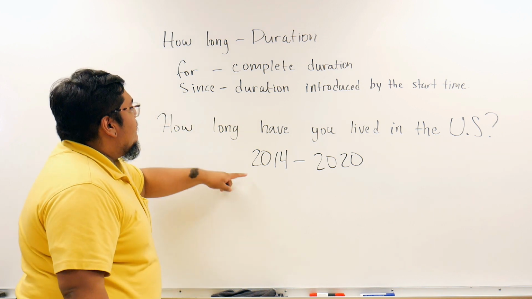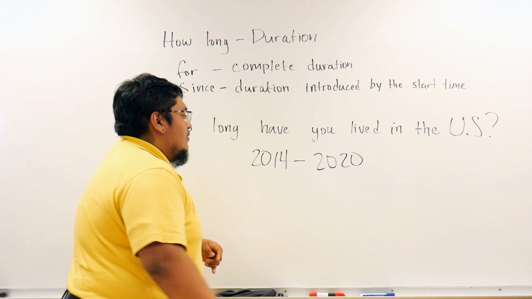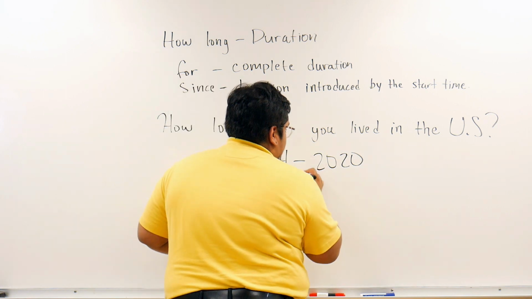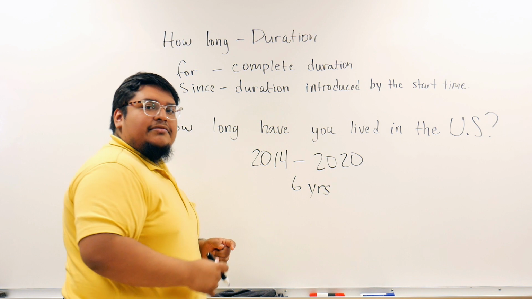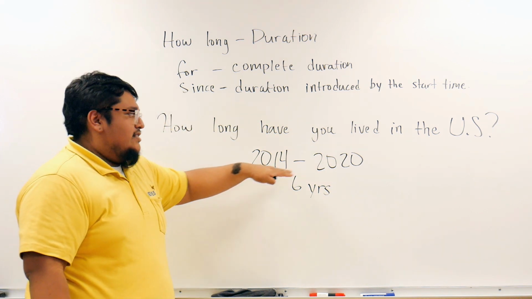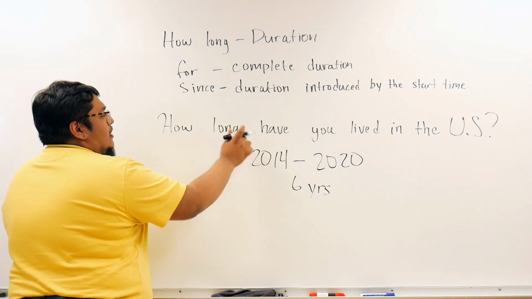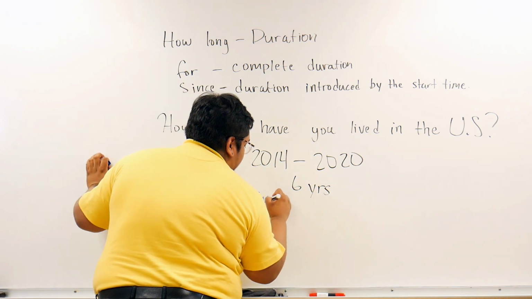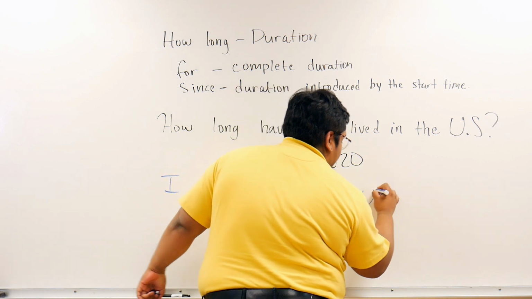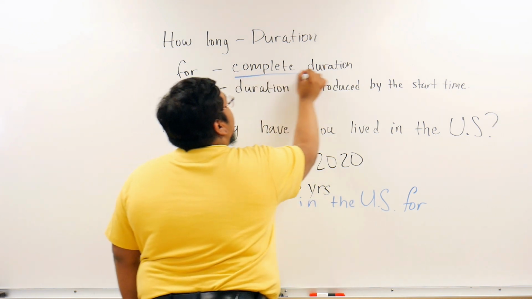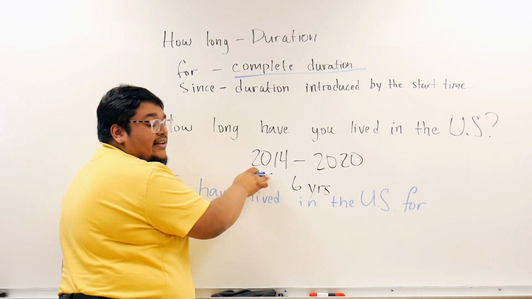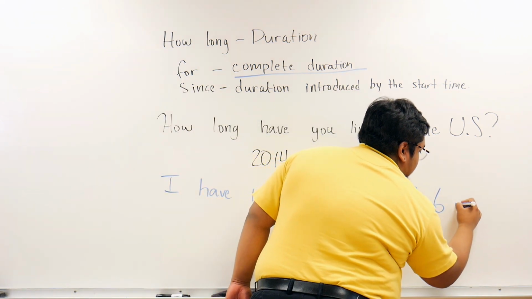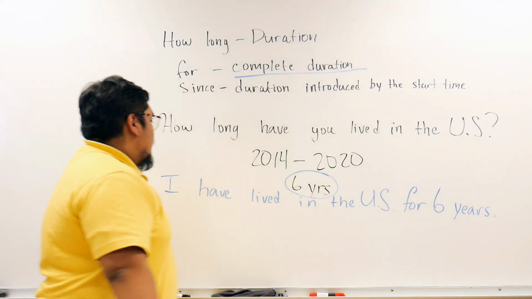Two things. If we want to talk about for, we need to find out what is the difference between 2014 and 2020. How long? What is the duration? It would be 6 years, right? Give or take, 6 years. If we look at it as a perfect year, 2014, 2020, 6 years. So how long have you lived in the U.S.? You can say, I have lived in the U.S. for, now remember, for is complete duration. Is it the one that's introducing the beginning? No, it's a complete duration. For how long have I lived here? For 6 years.